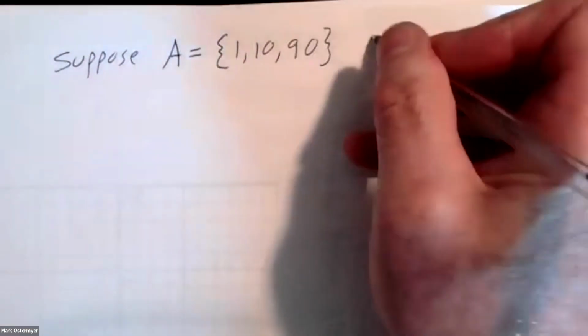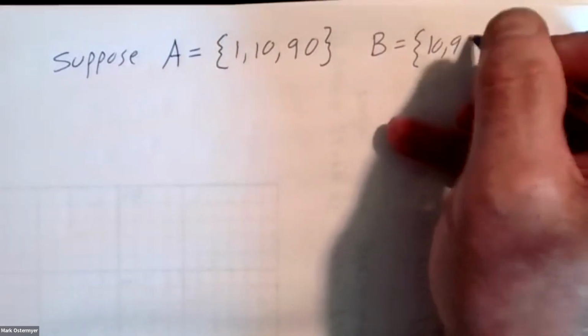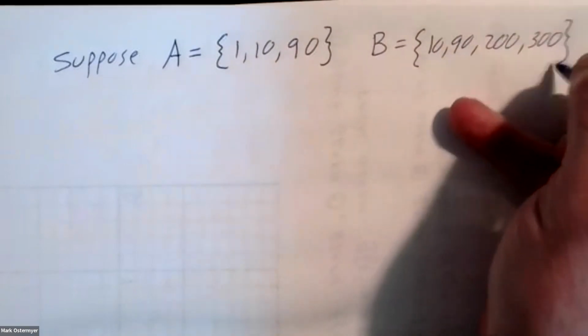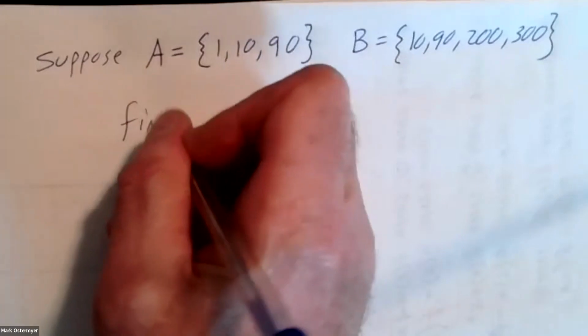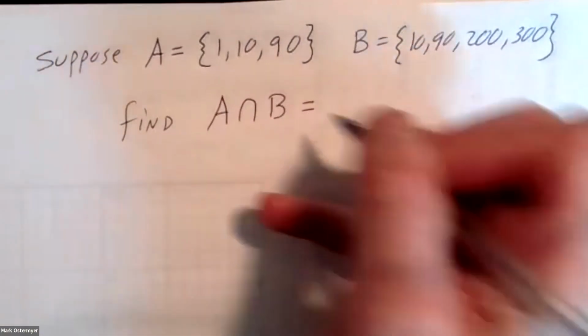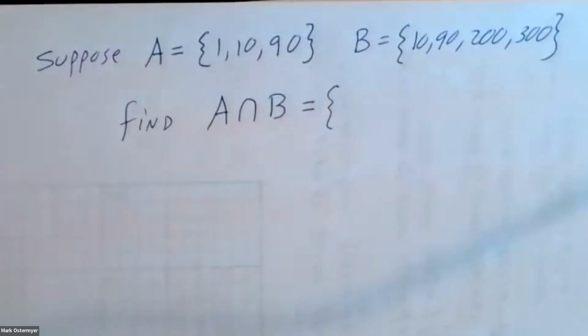Suppose, ladies and gentlemen, I define set A to be the set that consists of the elements 1, 10, 90. And I let B be the set consisting of the elements 10, 90, 200, 300. Both of these are finite sets. Suppose I want you to find A intersect B. What would that be? What elements would have to be in the intersection of these two sets?